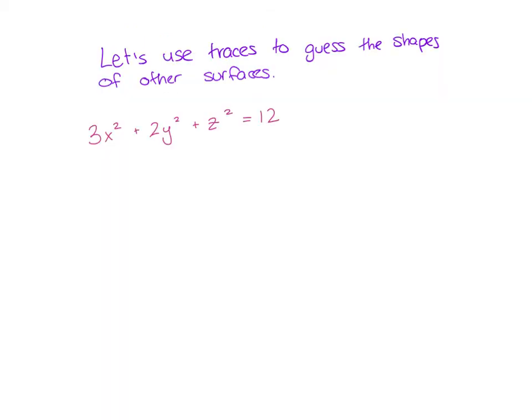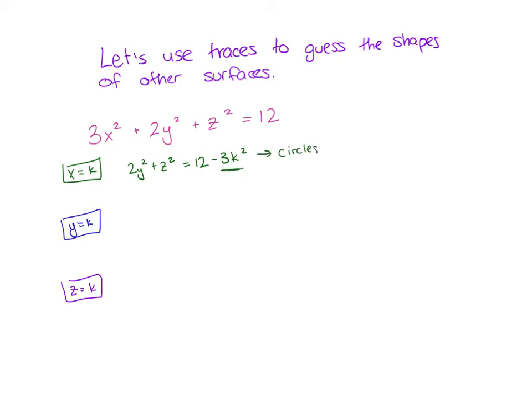Let's try a few more examples. So for this one, we're going to do the same thing. I'm going to let x be a constant, then y be a constant, then z be a constant, and I'm going to think about what the shapes look like in each of those directions. So when x is a constant, I'm going to get 2y squared plus z squared. I'm just going to subtract that constant over to the other side.